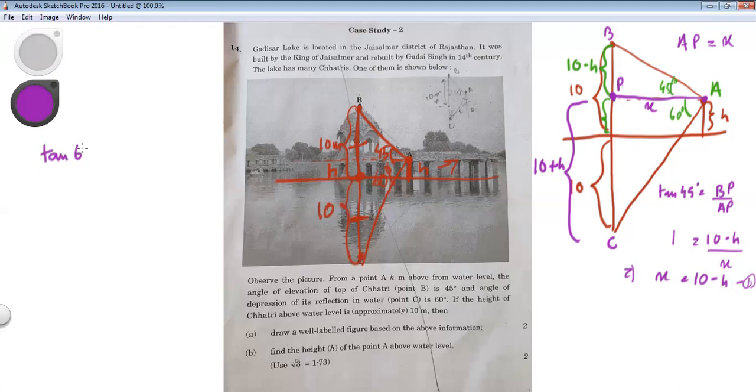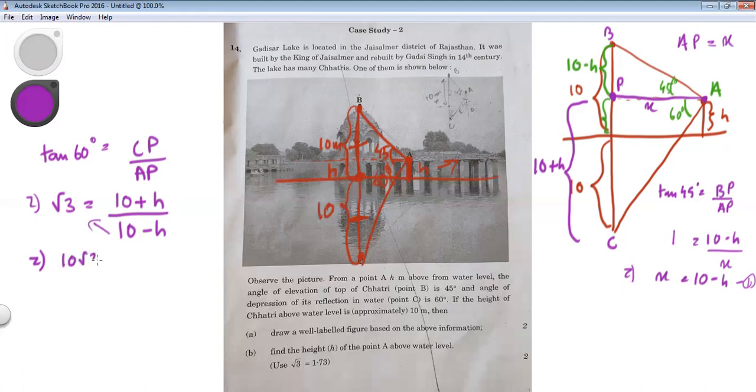Now we substitute in the other value. Tan 60 degrees will be CP by AP, right? And tan 60 is root 3. CP is nothing but 10 plus h, divided by AP, which is x, and x you got as 10 minus h. Now just cross multiply. You'll get 10 root 3 minus root 3h equals 10 plus h.